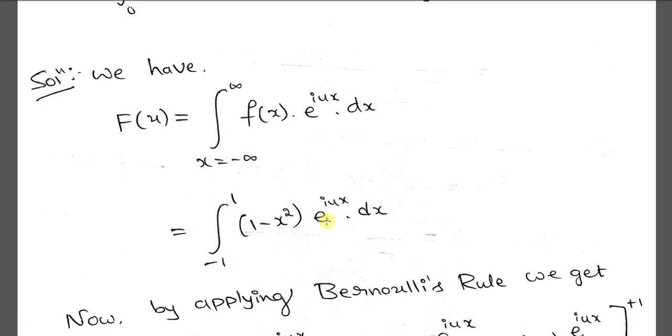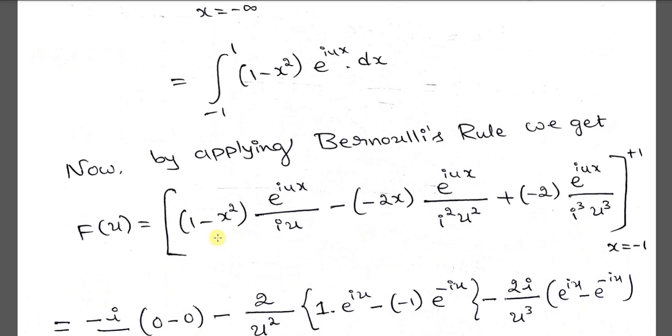So this is a product of two functions. We will apply Bernoulli's rule. 1 minus x square is the first function, e power iux is the second function. So first into integration of e power iux, which is e power iux by iu, minus differentiation of first, 1 becomes 0, minus x square becomes 2x. Again integration of e power iux is e power iux by iu, one more iu, so i square u square. Third term, differentiation of minus 2x is minus 2, and when you integrate e power iux 3 times you get e power iux by i cube u cube. Don't forget we have the limit from minus 1 to plus 1.